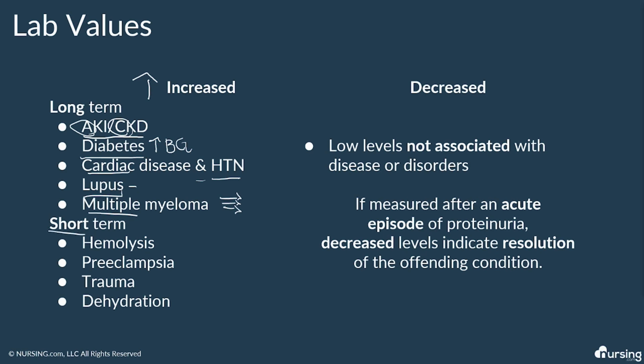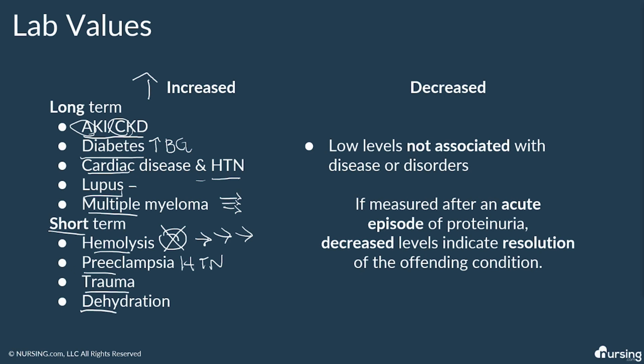Shorter term increases will be due to hemolysis. Hemolysis is when that red blood cell gets all blasted and it's going to release its components into the bloodstream. And those are going to be proteins, and they can then be filtered out into the urine. We talked about preeclampsia, which also has to be combined with hypertension. It can also be increased in times of trauma and dehydration.